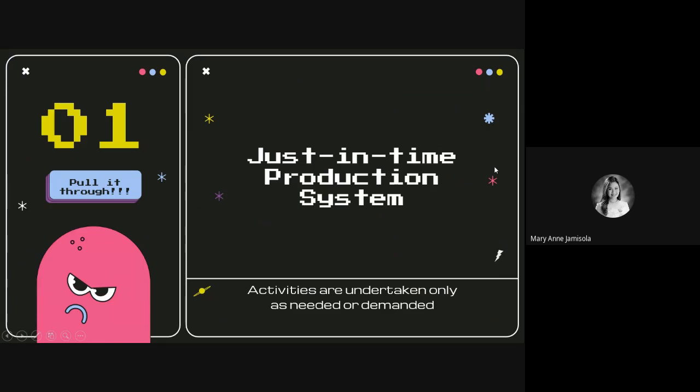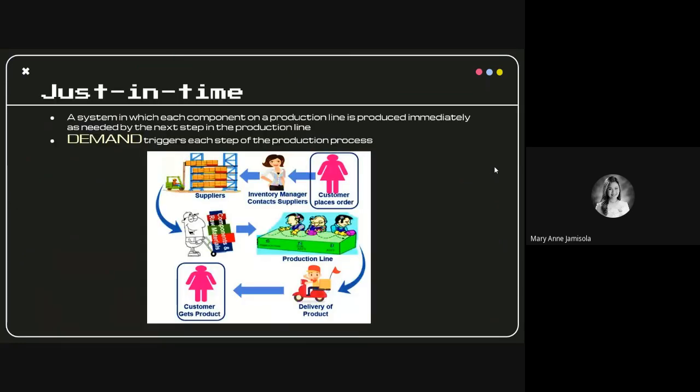So again, first we have JIT, the just in time production system. It's a pull it through approach. In JIT, activities are again undertaken only as needed or demanded. Just in time production is also known as the lean production system. Lean production. Why do you think it's lean? Imagine a lean person. So later on, we will understand why this is also called lean production.